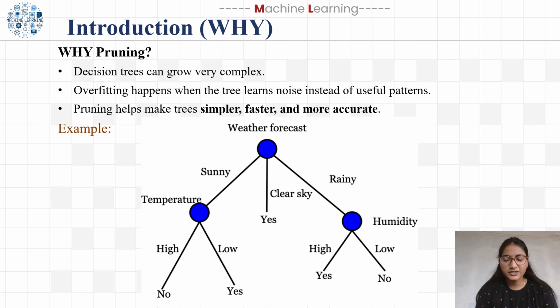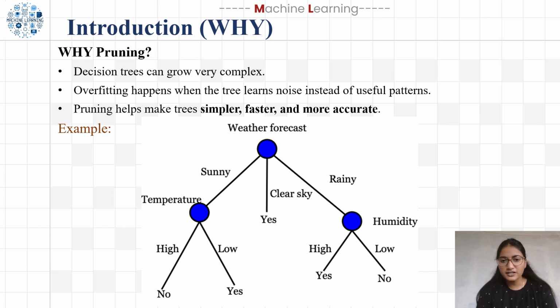Like imagine a tree that memorizes every tiny detail. Then it might perform well on the training data, but fail badly on new data. So, pruning fixes this problem. It makes the tree simpler, faster, and more accurate.